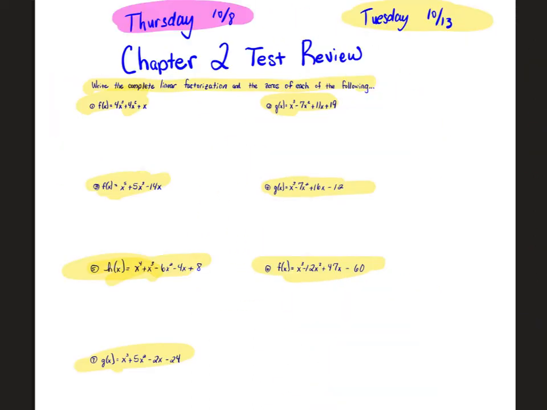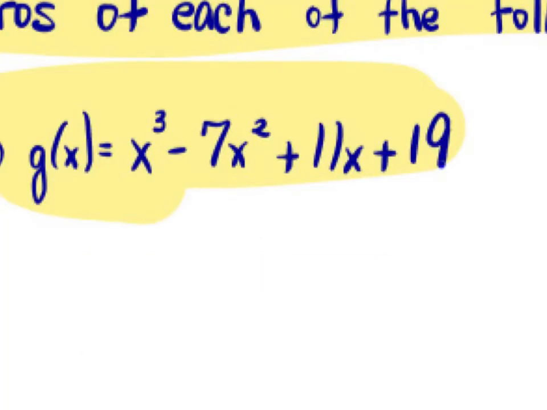All right, the second thing I want to look at is how to find the zeros. I'm sorry, not the zeros, but the linear factors of a problem. So let's look at something like number 2. When you're finding the linear factors, all you're doing is finding the zeros and just going one step backwards.